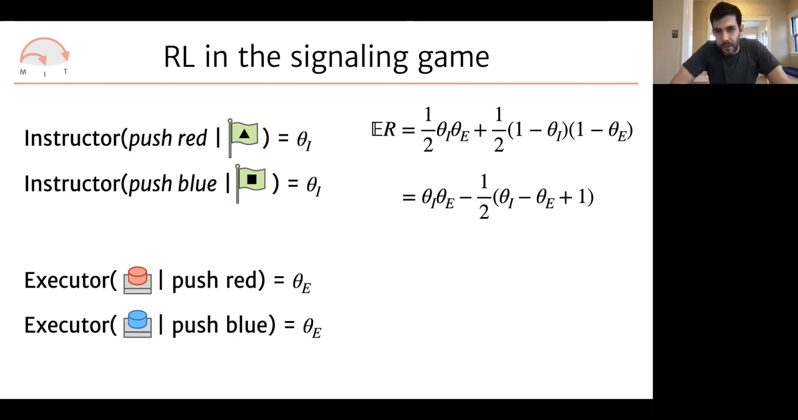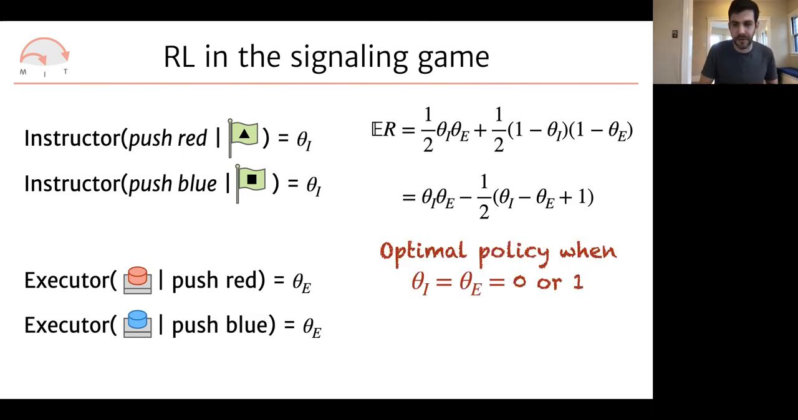What is the reward that our agents expect to obtain in this game? If you work this out, assuming that the observations are generated uniformly at random, the expected reward obtained by this pair of agents is going to be exactly theta I theta E minus half theta I minus theta E plus 1. I may have a sign wrong in there. I think that should be a plus. But anyway, this is the expected reward in this game.